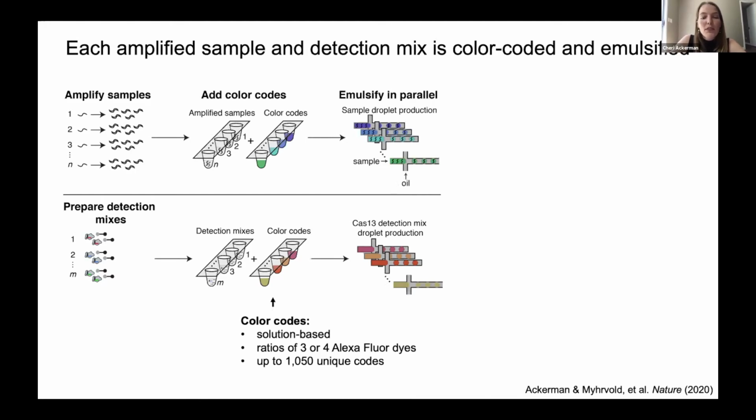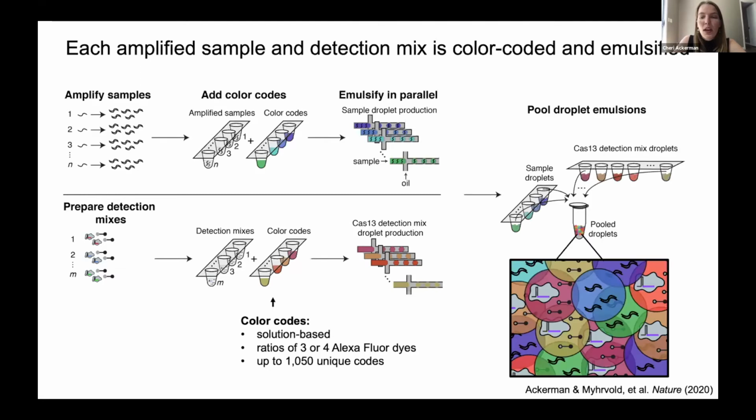We then emulsify each solution into nanoliter droplets. And we pool the droplets together. So now in a single tube, we have all of the samples and all of the detection mixes, but they're not interacting yet because they're partitioned into nanoliter droplets. And the color of each droplet tells us what's inside the droplet. So now what we want to do is make all possible pairs of each sample with each detection mix.